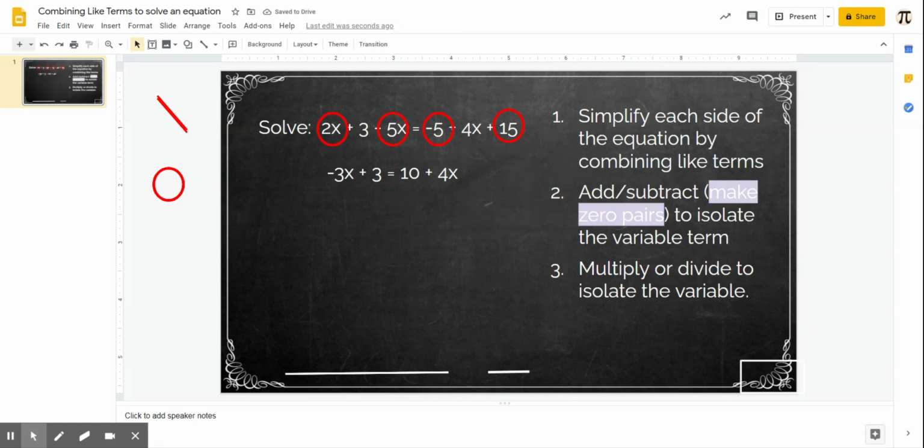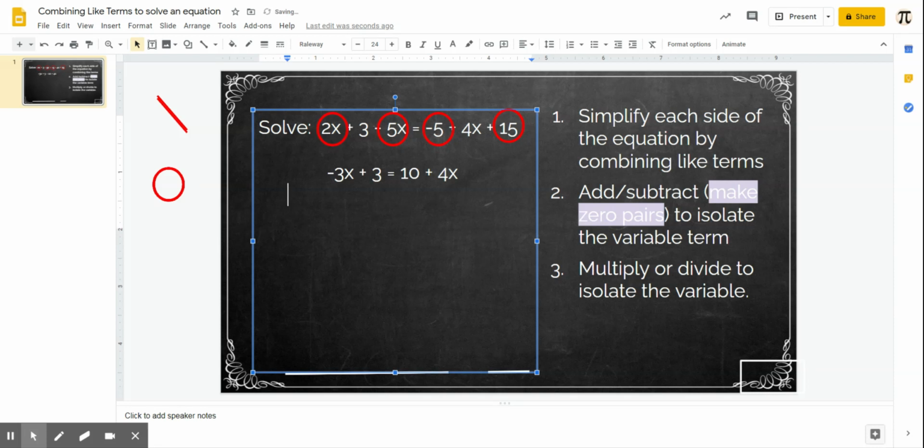I usually put my variables on the left, but I know your video talked about making sure x was positive. In that case, the positive 4 is bigger than negative 3. So I'm going to move this negative 3. I need the x's over on this side and the constants over on this side. We'll talk as the year goes on about how to move things, but we're moving them now by making these zero pairs.